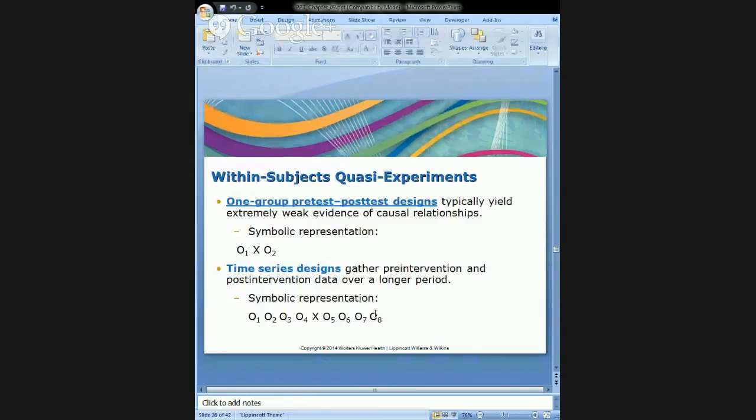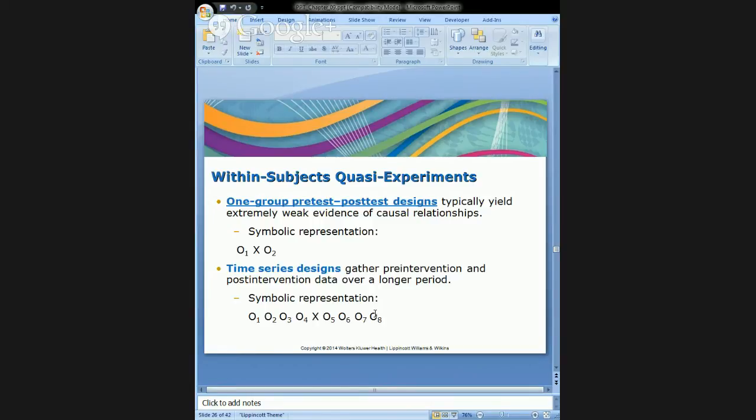One group pre-test, post-test design. Again, this is a weak design in terms of cause-effect, but can yield some useful information. And a lot of times you'll see this type of design used in continuous quality improvement projects. So we look at a group, just one group, we do the intervention, and then we collect the same data again to see if there's a change.